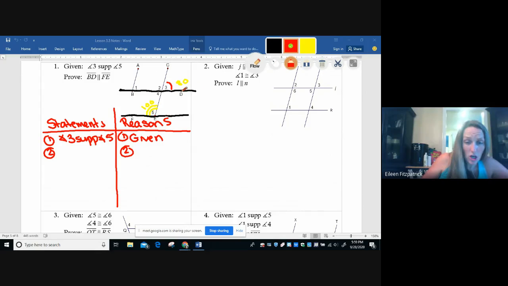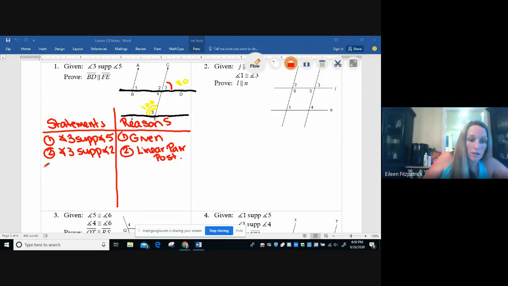All right, so think about how you can pull more information into the diagram. What do you know? You could say that angle 3 is congruent to angle 4 because they're vertical angles. Or you could say that angle 3 and angle 2 are supplementary because they're a linear pair, right? They're adjacent and they form a line. So it's kind of up to you. So let's say that angle 3 is supplementary to angle 2, and that's because they're a linear pair. So linear pair postulate.